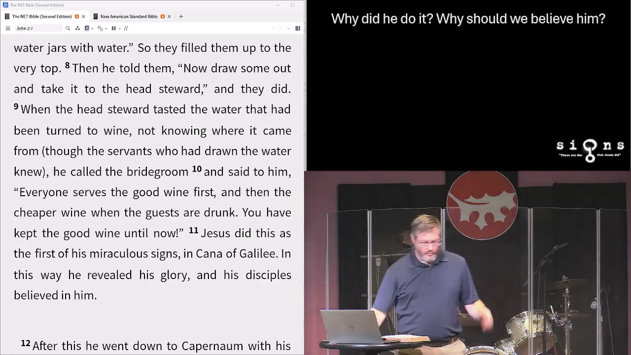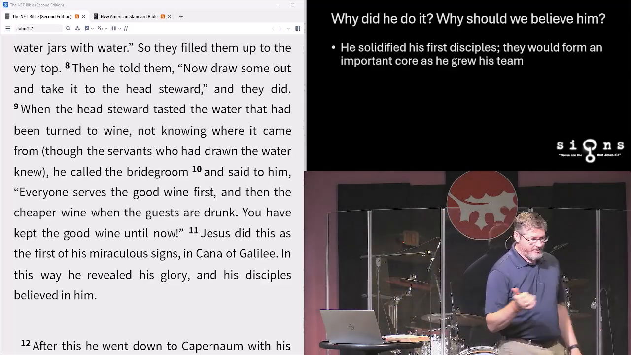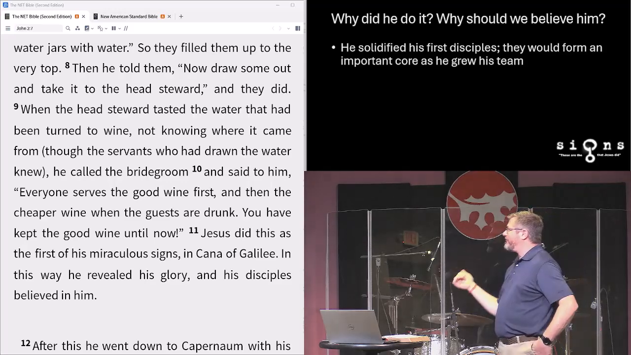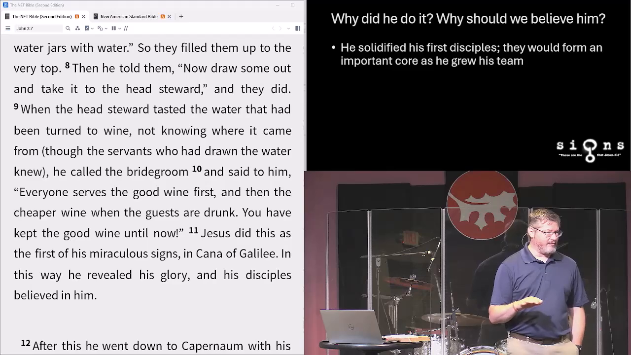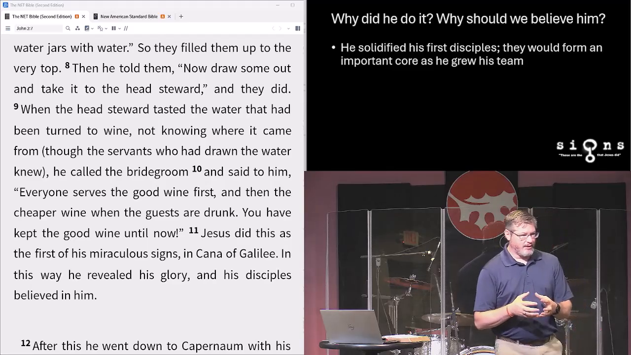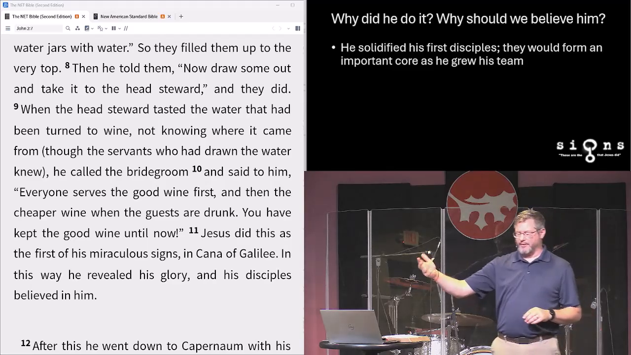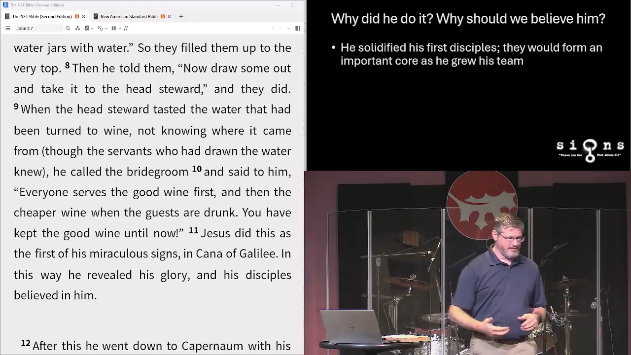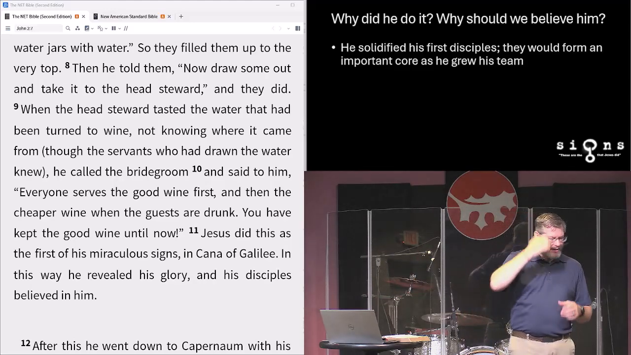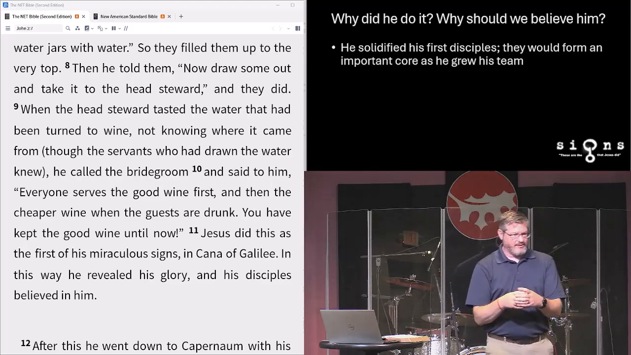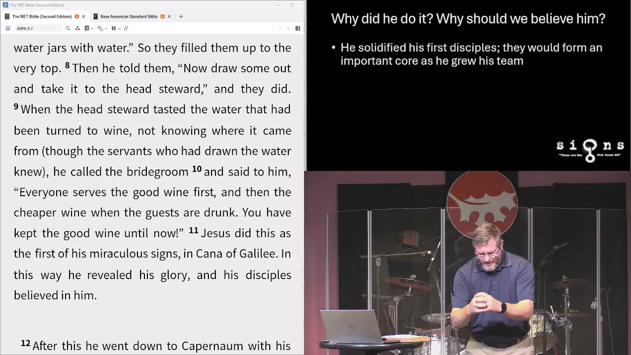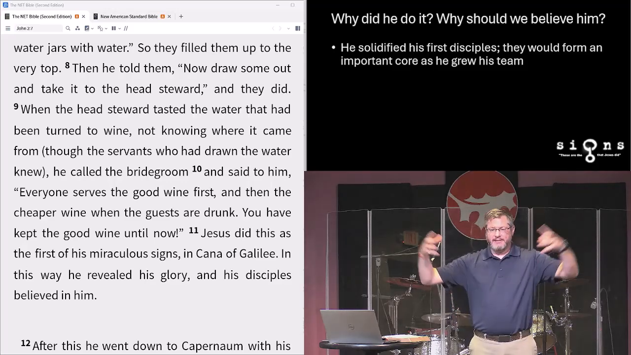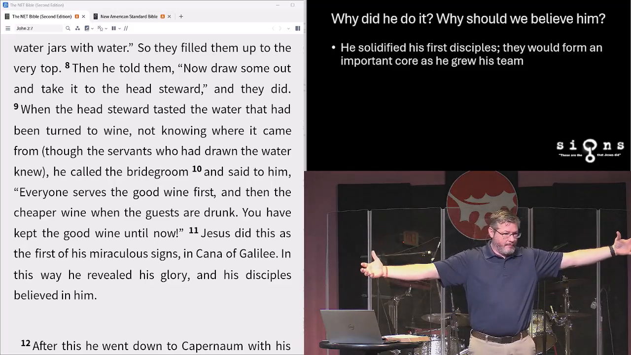Okay? A couple of thoughts here as we wrap up. Here's my first one. He solidified his first disciples. Remember, he's only got about maybe 5 or 6 disciples at this point. Okay, we named off 5, if John ran and grabbed his brother James. It doesn't say because it was close by. He has only 5 or 6. He does not have the whole team yet. But he needed to solidify that small group as he's building his team.